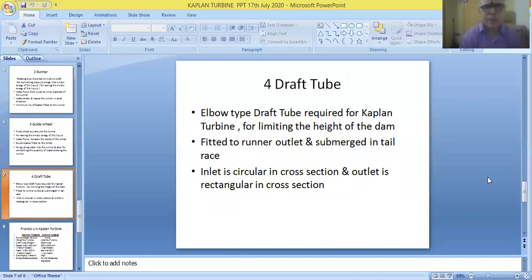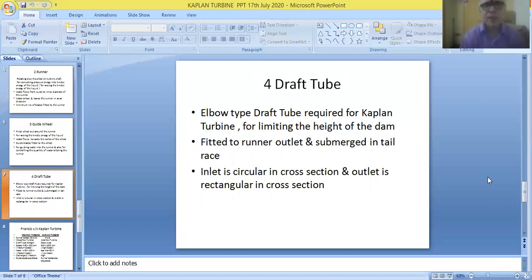And friends, we have talked about the draft tube of the machine. So this is another essential component of the turbine. That is very, very useful after doing the power generation. So this draft tube is fitted to the outlet of the runner.